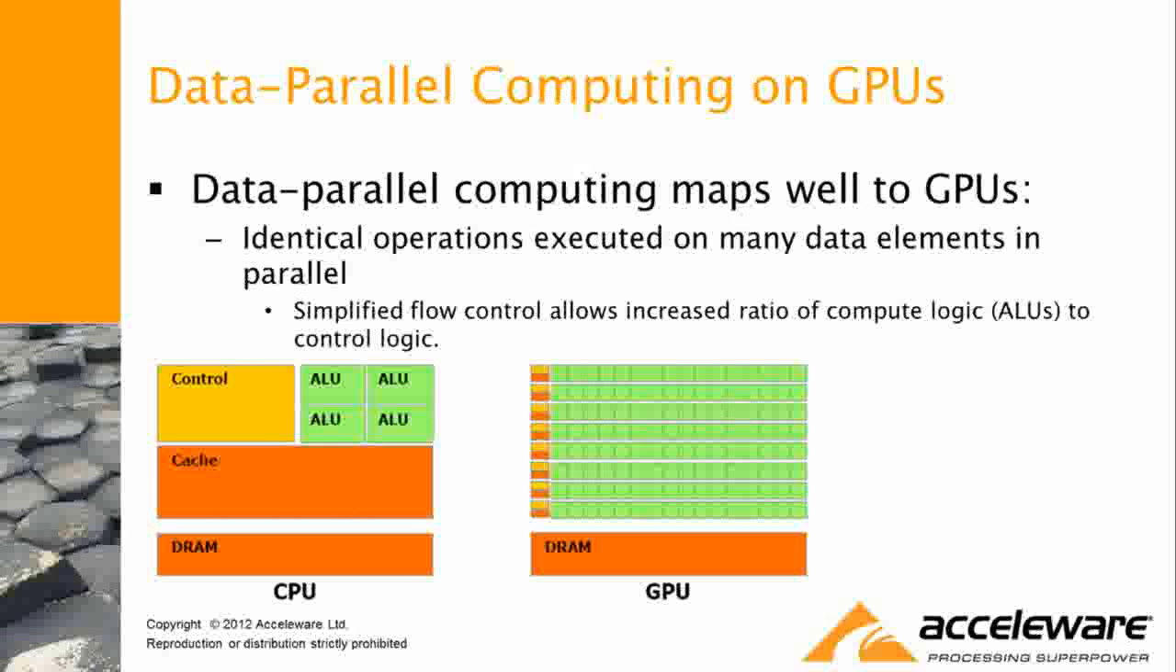Data parallel computing maps extremely well to the GPU. You've got identical operations executed on a lot of different elements. All these green bricks here are processing cores, actually doing math. The picture shows that the CPU spends a lot of the real estate of its transistors and chip count on cache and control and being able to handle large pipelines, so there aren't as many processing units. The GPU, on the other hand, spends its budget on being able to do a lot of computations. That's the message being presented here.